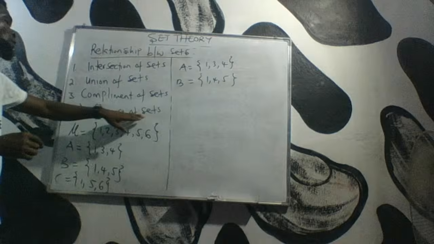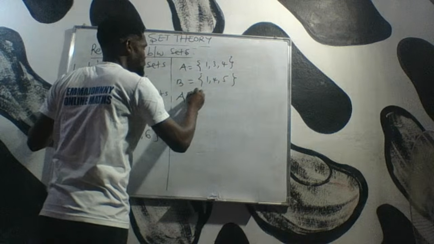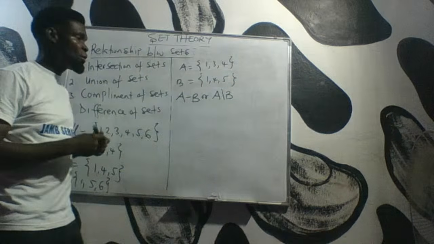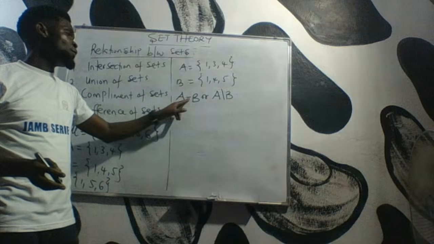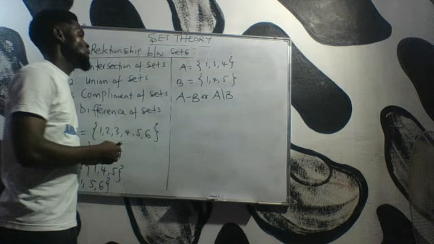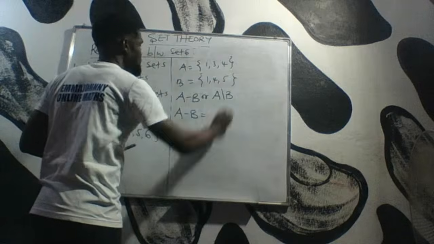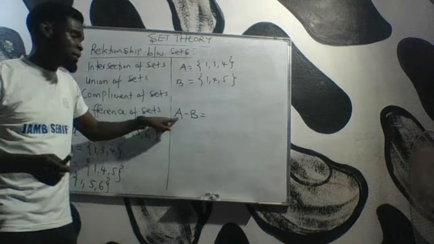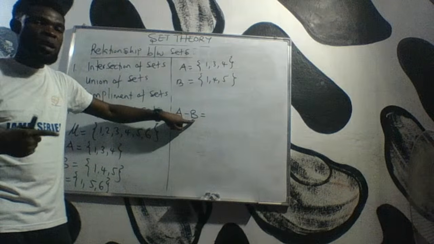The difference of these two sets, A and B, is mathematically written as A minus B, or you see something like A slash B. When you see A minus B or A slash B, it simply means difference. So A difference B simply means, like we did in complement of sets, go to set A and remove all the elements of set B. That gives you A difference B.